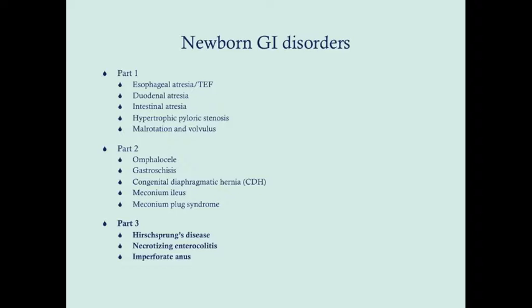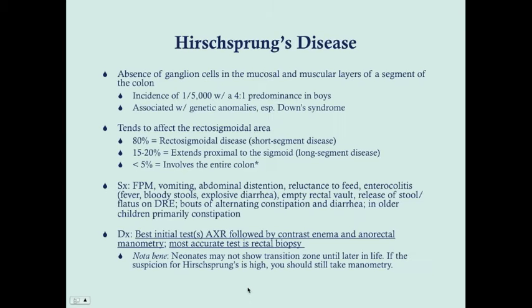This will be the last of the three of our talks on newborn GI disorders. We're going to talk about Hirschsprung's disease and imperforate anus, which are obviously three very different disorders. So Hirschsprung's disease is an absence of ganglion cells in a segment of the colon.